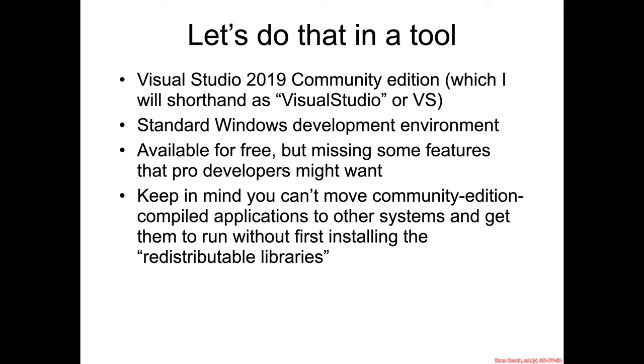So for this, we're going to be using Visual Studio 2019 Community Edition, which I'll just refer to as Visual Studio from now on. This is the typical sort of Windows development environment, or Visual Studio is at least usually the pro version. The community version is the free version that's missing some features that developers would want. Also, be aware that if you compile executables using the community edition, you have to use a different installer in order to install the redistributable libraries.